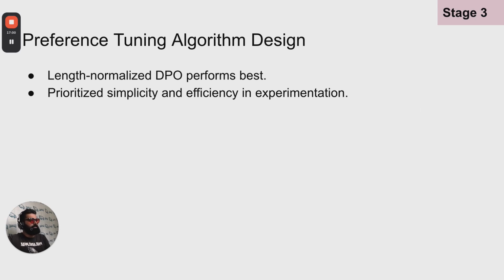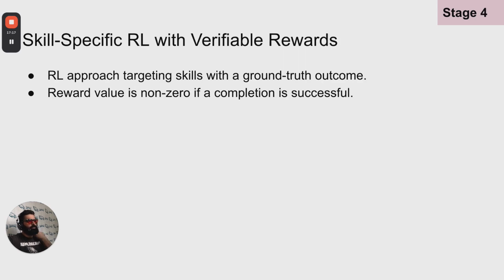Another highlight from stage 3 is their algorithm, which is length normalized DPO, which they find performs best given their compute constraints. And they're prioritizing simplicity and efficiency. So they're balancing performance with efficiency and compute constraints. And then stage 4, they have an RL approach that targets skills with a ground truth outcome.